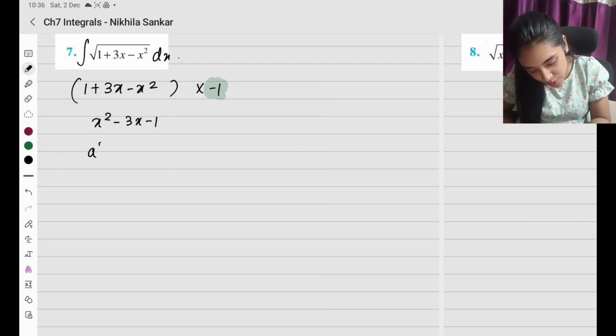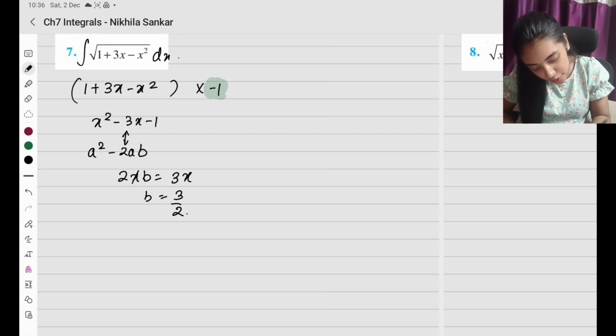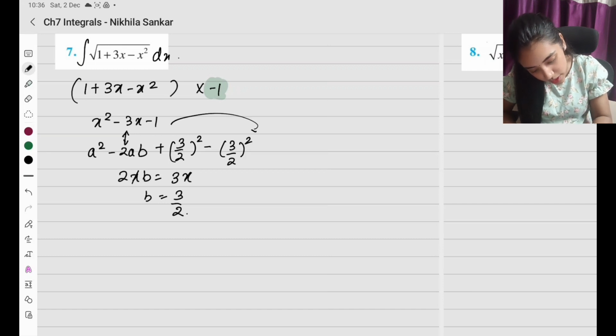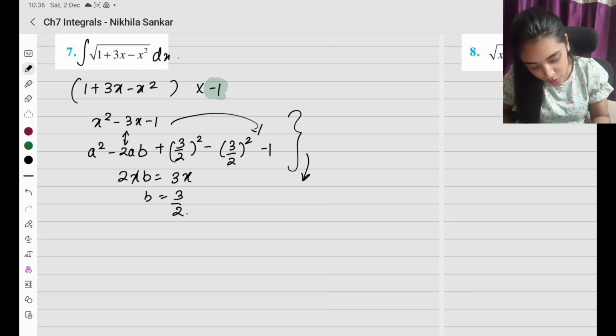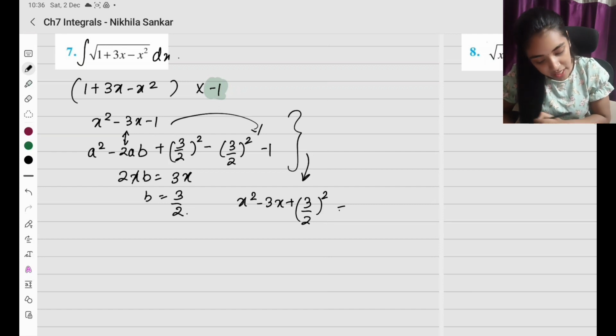So completing the square, a square minus 2ab this time. So on comparing, 2xb equals 3x. So cancelling, I have b equals 3 divided by 2. So I have plus 3 by 2 the whole square minus 3 by 2 the whole square. Here minus 1. So from these two equations, what do I have? x square minus 3x plus 3 by 2 the whole square minus 3 by 2 the whole square. So minus 9 by 4 minus 1.